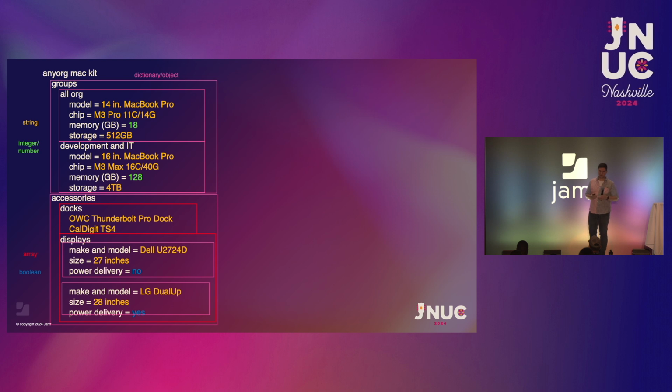So when we have some piece of data like the model, right? We're going to buy a 14-inch MacBook Pro for everyone who isn't in development and IT, or if they're in development and IT and they would prefer a smaller MacBook Pro, they can choose that one as well. So we have two pieces of information there. We have model and we have MacBook Pro.